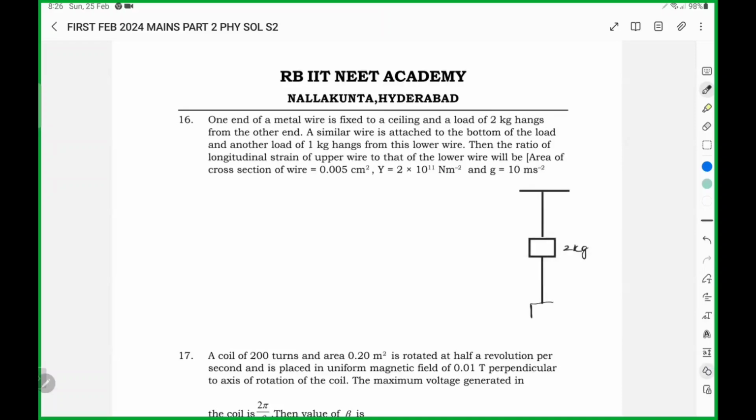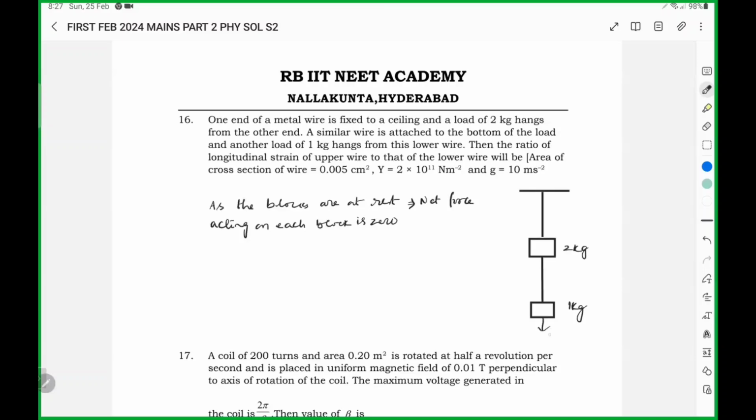Here, 1 kg is attached to it. Then, what is the ratio of the longitudinal strain of the upper wire to that of the lower wire? As the blocks are at rest, the net force acting on each block is 0.